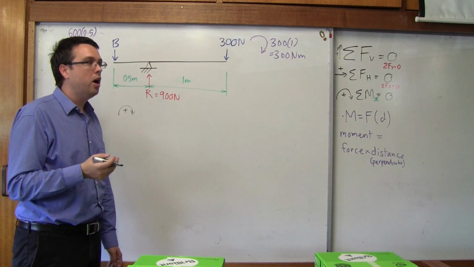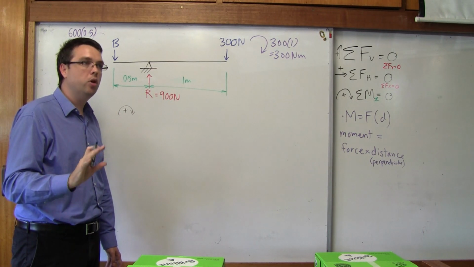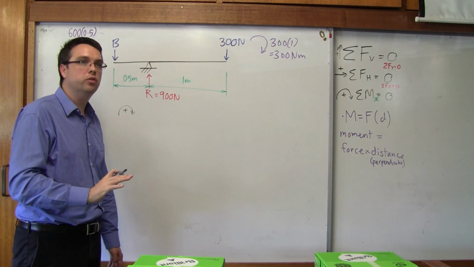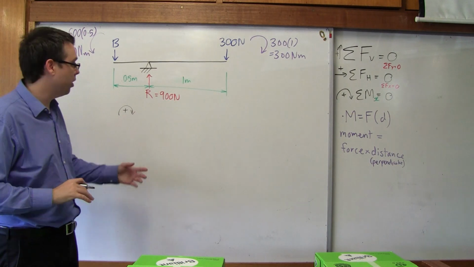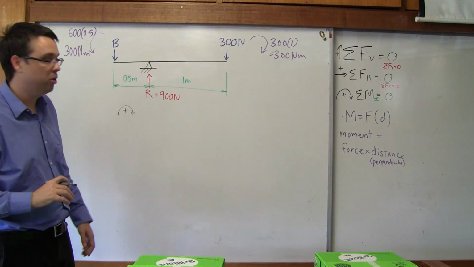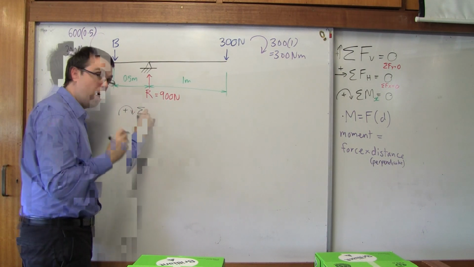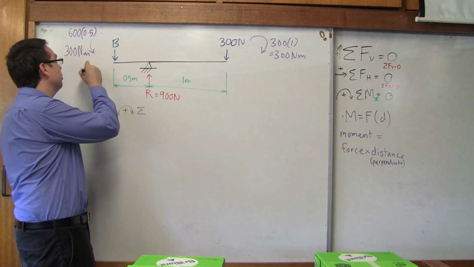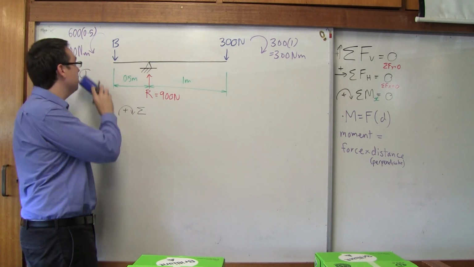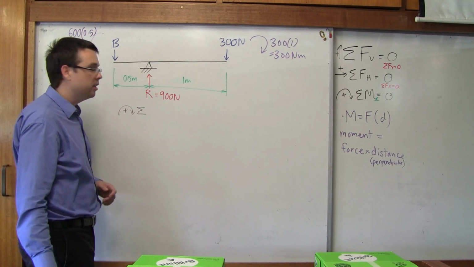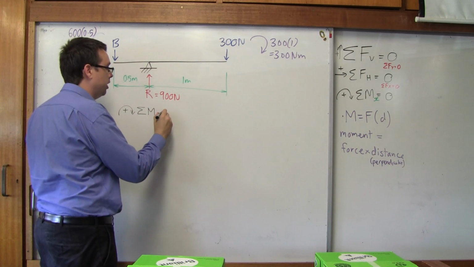When I started teaching, I decided, for the sake of keeping things simple, to always use clockwise as positive 100% of the time. And I haven't looked back. Seven years later, here I am still using the same thing. This is the Greek letter sigma, the capital sigma, not to be confused with this little guy, which is for stress. This is for the sum. The sum means if we add them all up, the sum of the moments from any location equals 0.